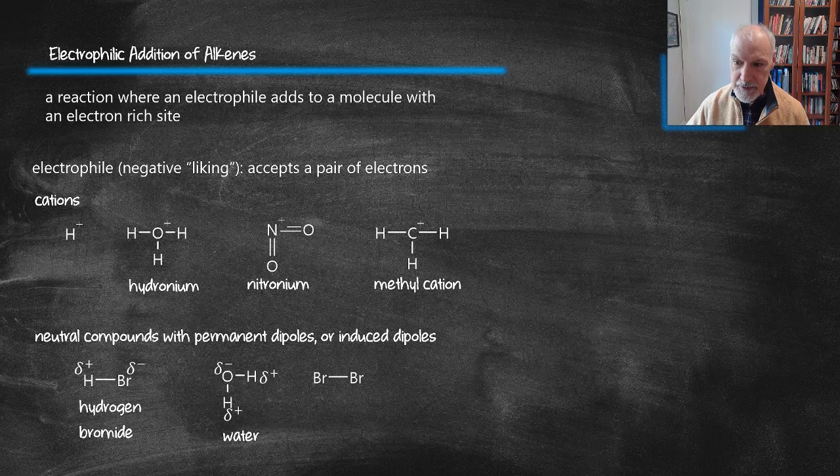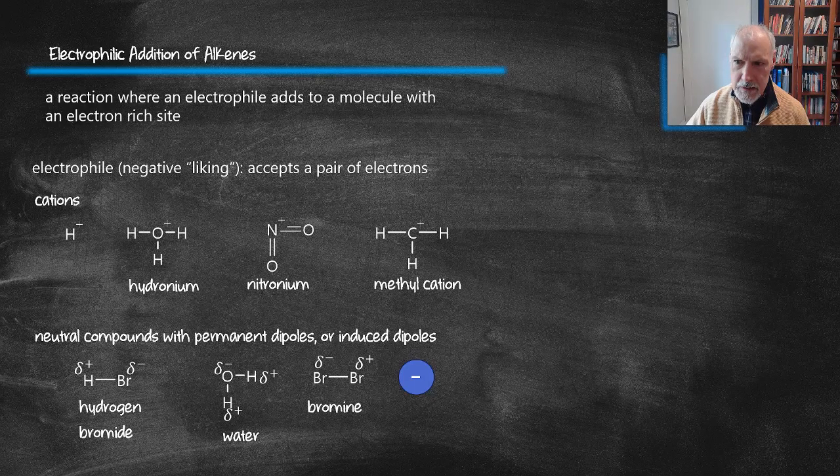But also neutral compounds, particularly neutral compounds that have permanent dipoles or induced dipoles, can also accept pairs of electrons. So here we have a couple of examples, hydrogen bromide and water, which have permanent dipoles. We can induce a dipole, however, in a halogen. So if I bring a negative object near this bromine, the electrons would be repelled and move to the left side of the bromine molecule, leaving the right side slightly positive. So these also can act as electrophiles.